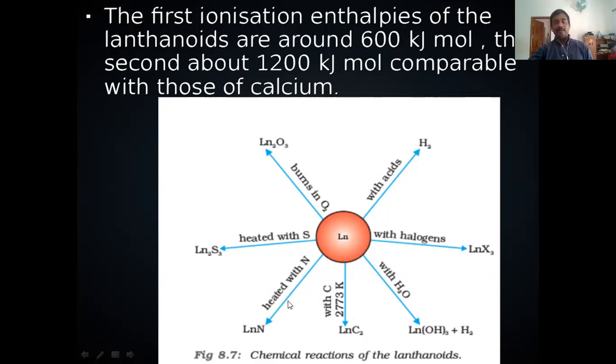Lanthanides when heated with nitrogen form nitrides, LnN. When heated with sulfur, they form sulfides, Ln2S3. They burn in oxygen to form the oxides, Ln2O3. These are the chemical properties of lanthanides. If you can remember this diagram, it is very easy to remember. You simply draw the diagram two or three times and study it well.